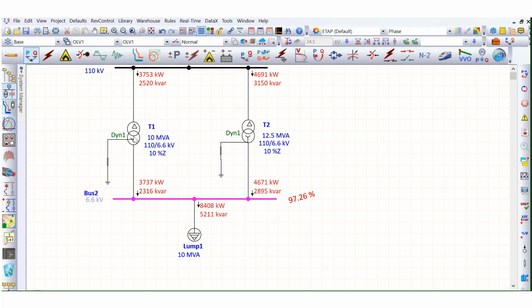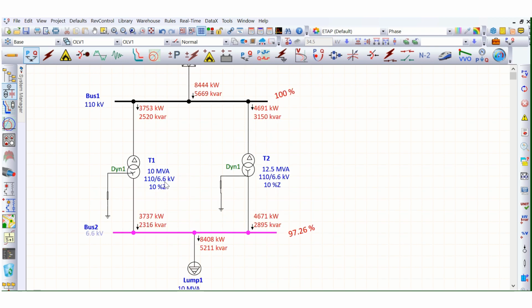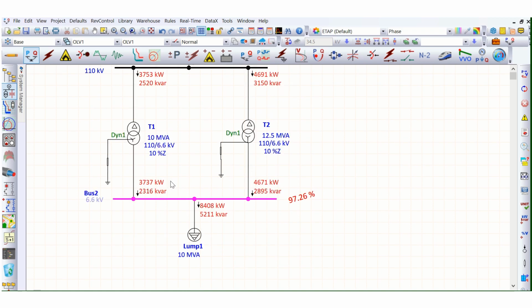Yeah, so the load shared by this transformer T1 is 3737 kilowatt, whereas this transformer T2, this load is 4671 kilowatt. That means transformer T2 is loaded more than transformer T1. So this load sharing is not identical for both the transformers. So this is one of the criteria, that transformer rating must be same when you want to parallel the transformers.